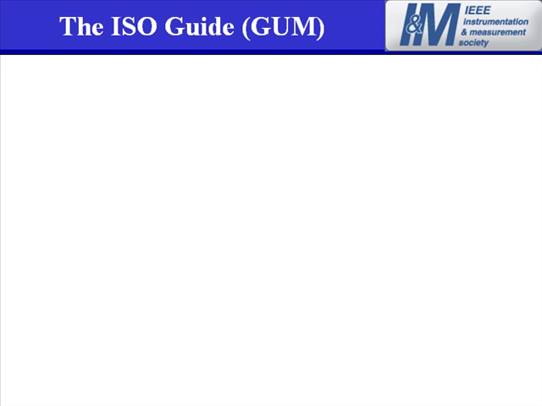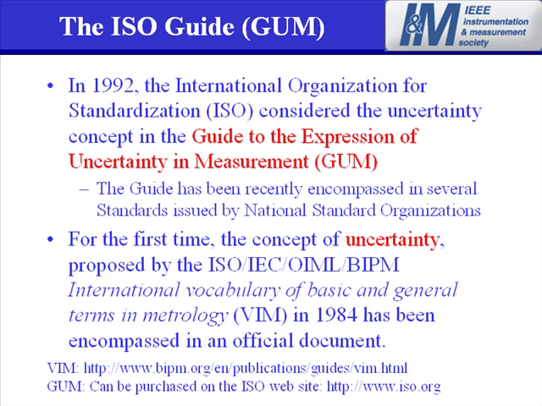Just to have an idea of how this concept evolved in time, it was considered in 1992 by the International Organization for Standardization, the well-known ISO, for the first time in an official document, the Guide to the Expression of Uncertainty in Measurement, also universally known as GUM. This guide has been recently encompassed in several standards issued by national standard organizations, such as, for instance, the Italian UNI, the German DIN, the French AFNOR.